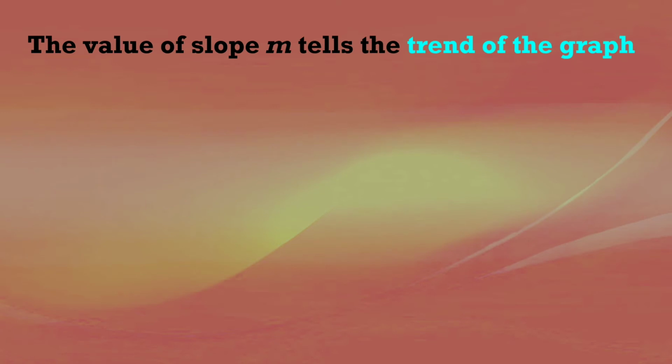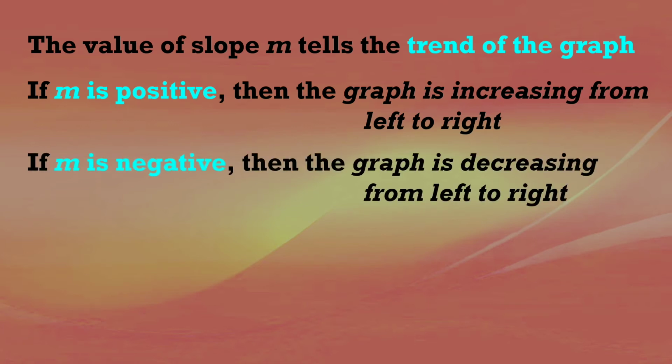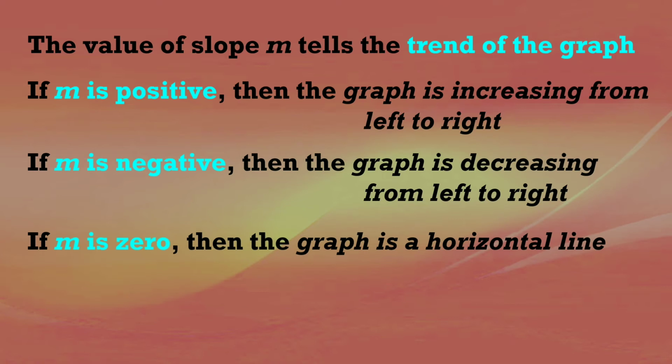The value of slope m tells the trend of the graph. If m is positive, then the graph is increasing from left to right. So, nakita nyo naman kanina sa graph natin na kapag ang slope natin ay positive, paakyat siya. So, increasing from left to right. If m is negative, then the graph is decreasing from left to right. So, nung nakita nyo naman na negative ang ating slope, ang graph natin ay pababa. Diba? If m is 0, then the graph is a horizontal line. So, kapag 0 naman ang slope, horizontal line lang ang makikita nyo.